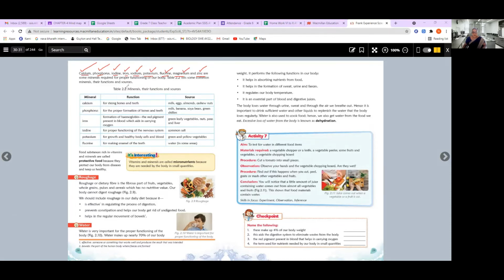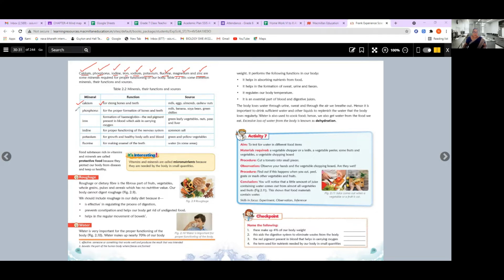Here a table is given below with the minerals, their functions, and their sources. Like with vitamins, where we saw the main source and function, in the same way we are going to see about the minerals. The mineral calcium: function is for strong bones and teeth. Sources: milk, eggs, almonds, cashew nuts. What do you mean by almonds? That is badam parup, what we say.